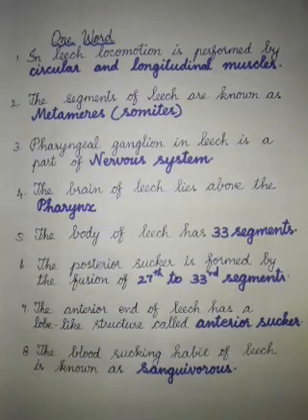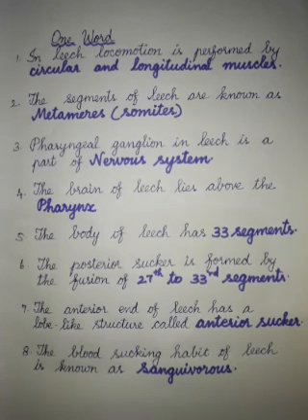We shall discuss some one-word answers. In leech, locomotion is performed by circular and longitudinal muscles. In your book bag, you have a choose question: in leech, locomotion is performed by anterior sucker, posterior sucker, setae, none of the above. You have to choose none of the above because the locomotion is performed by the circular and the longitudinal muscles. When these muscles contract, locomotion is carried out.